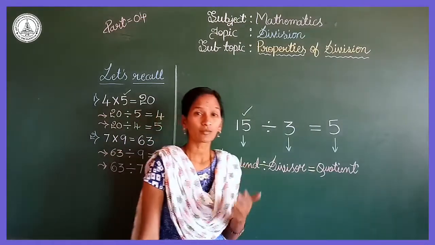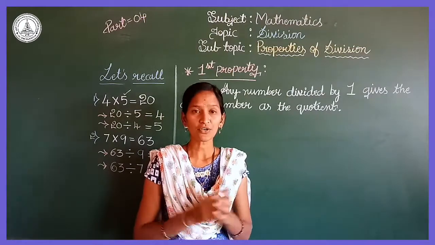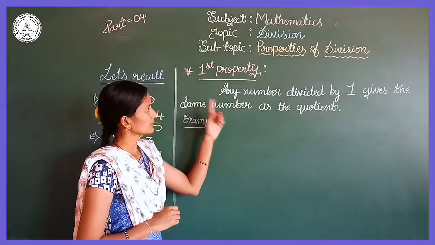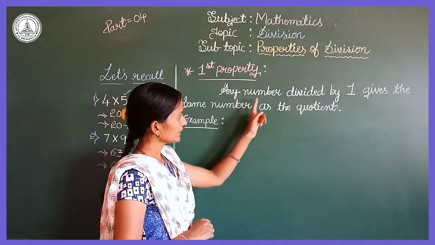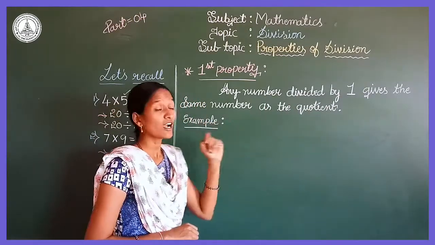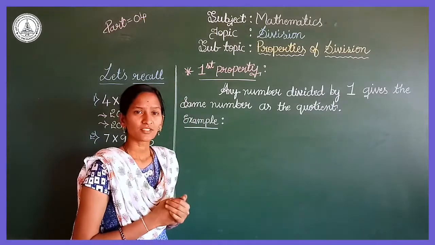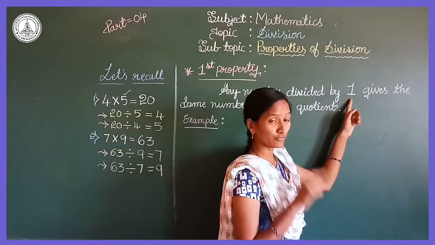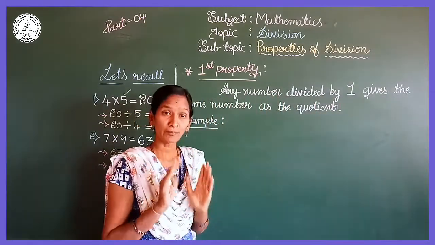Now come to our first property of division. Students, see here, this is the first property. I am reading, all of you listen. Any number divided by 1 gives the same number as the quotient. So what does this mean? Do you know? Any number divided by 1 gives the quotient as the same number.